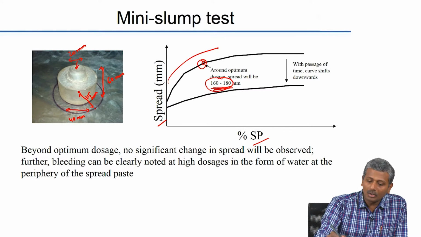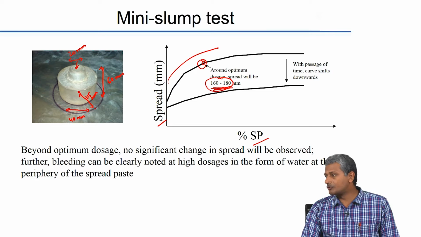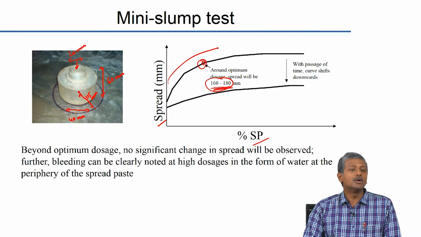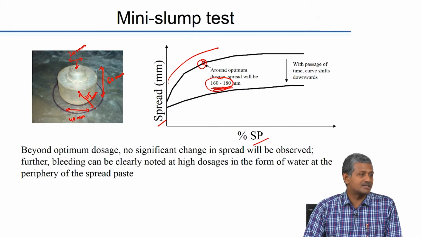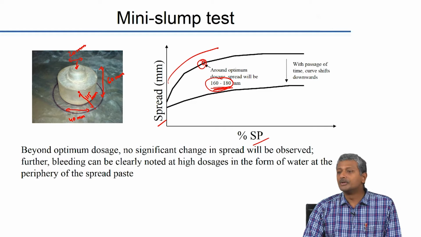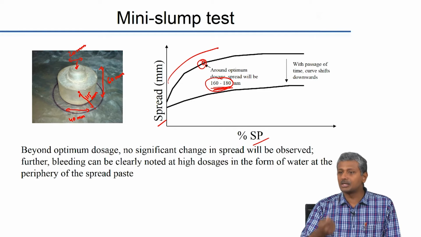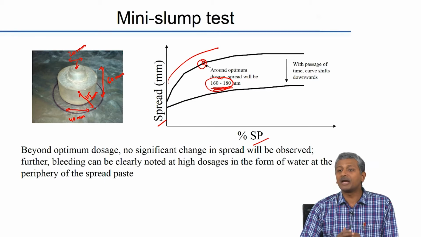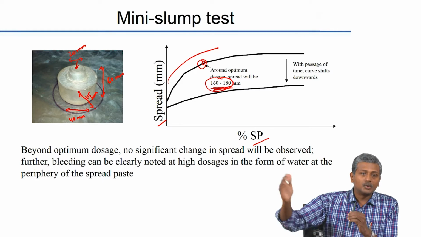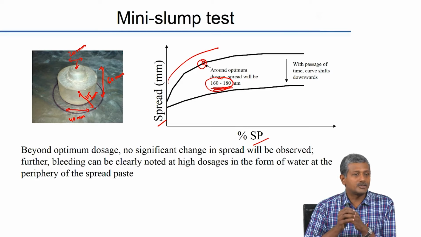Of course, this will depend a lot on the water to cement ratio, for instance. If the water cement ratio is very low, obtaining that extent of spread may be difficult in the first place. So, in that case you might want to add additional quantities of superplasticizer to get that spread. Okay. So, you may have to go much beyond optimum to actually obtain the required spread.